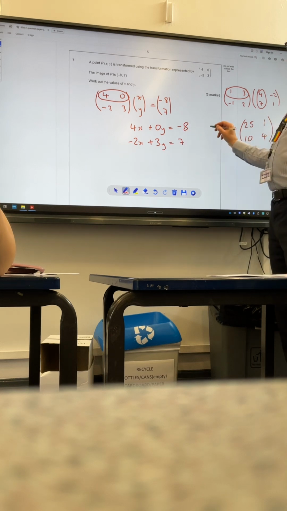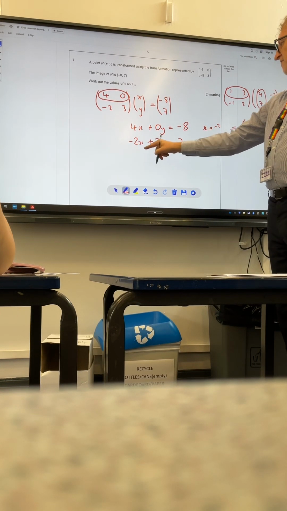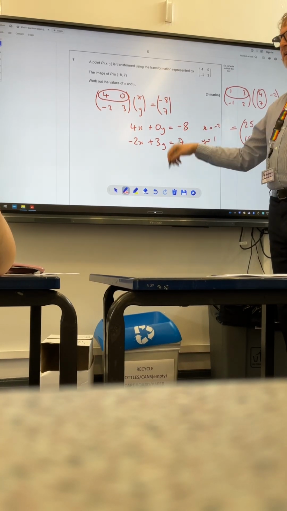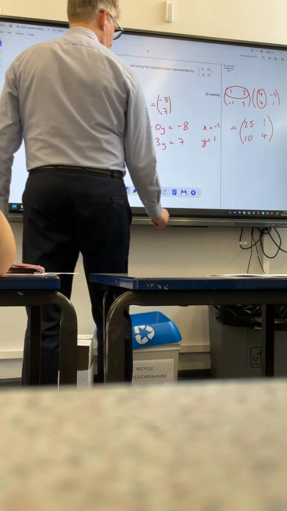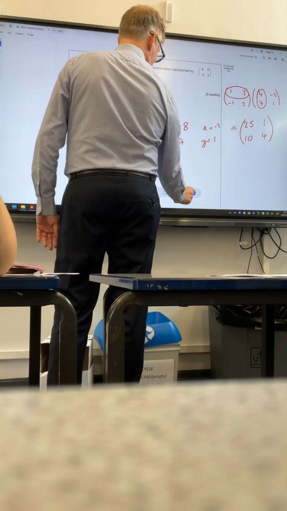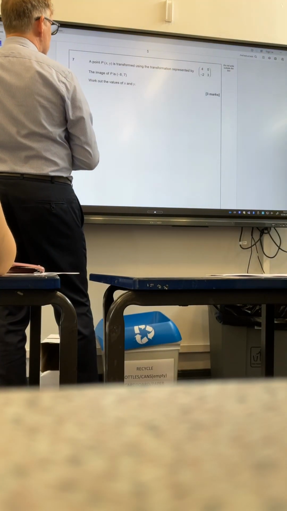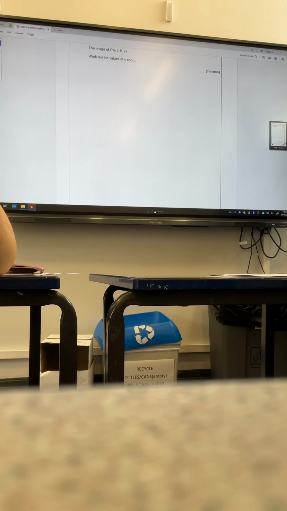Right, with this one, don't we get x is minus 2 from that? And if x is minus 2 in there, isn't y 1? You can solve that, can't you? We're all clever people. Right. Let's move on.